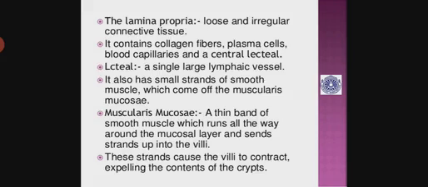Coming to the lamina propria, this is the loose and irregular connective tissue present in the mucosal layer, and it contains collagen fibers, plasma cells, blood capillaries, and a central lacteal. Lacteal is a single large lymphatic vessel. It also has small strands of smooth muscle which come off the muscularis mucosae. Muscularis mucosae is a thin band of smooth muscle which runs all the way around the mucosal layer and sends strands up into the villi. And these strands cause the villi to contract, expelling the contents of the crypts.